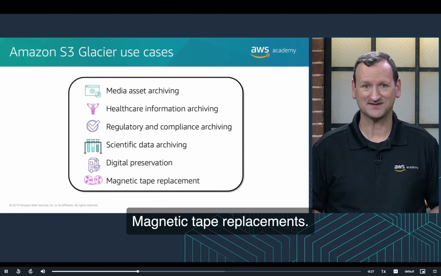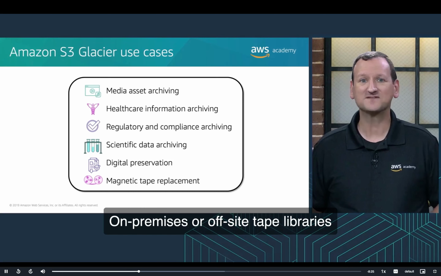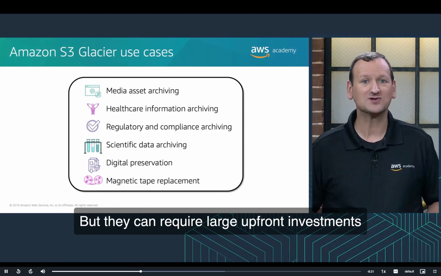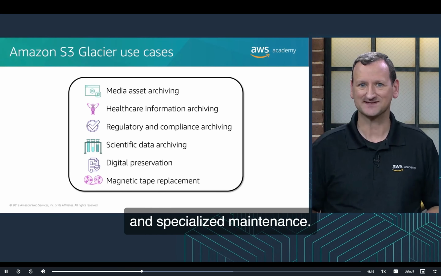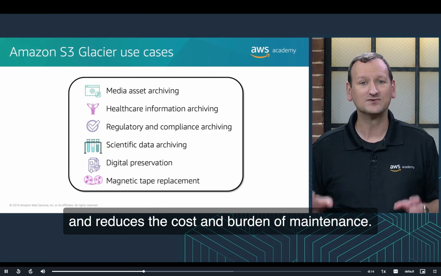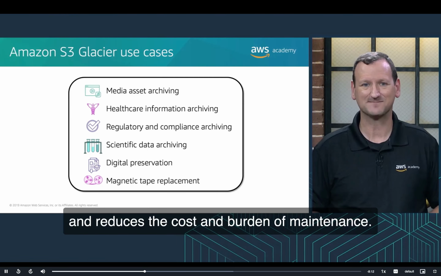Magnetic tape replacements: on-premises or off-site tape libraries can lower storage costs, but they can require large upfront investments in specialized maintenance. Amazon S3 Glacier has no upfront cost and reduces the cost and burden of maintenance.